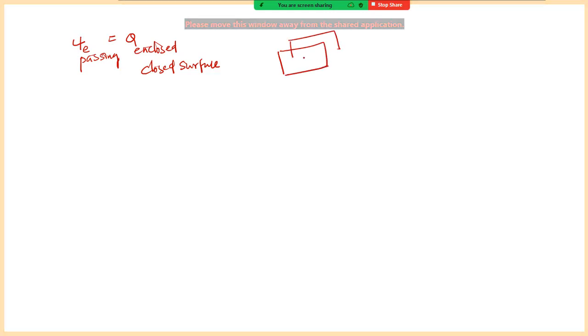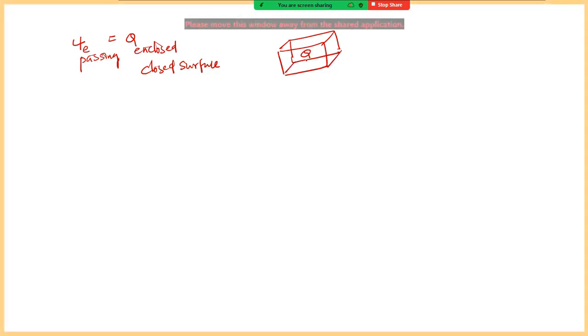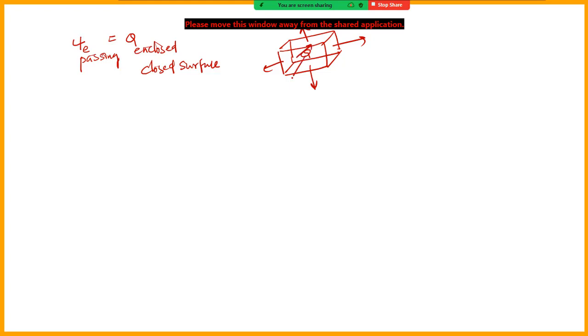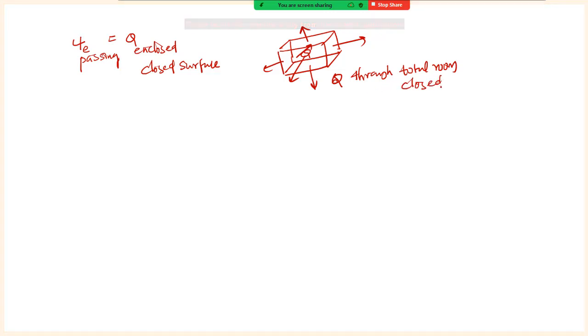You see here, this is the closed room. Within this particular room, I have q coulombs of charge. So if you consider all the six surfaces, then only you will have q coulombs of electric flux coming outside. Okay, this is through the total room. That means technically we can say this is through the entire closed surface.